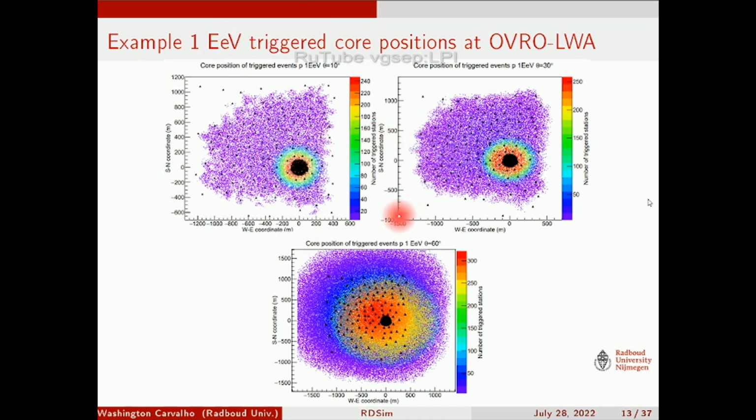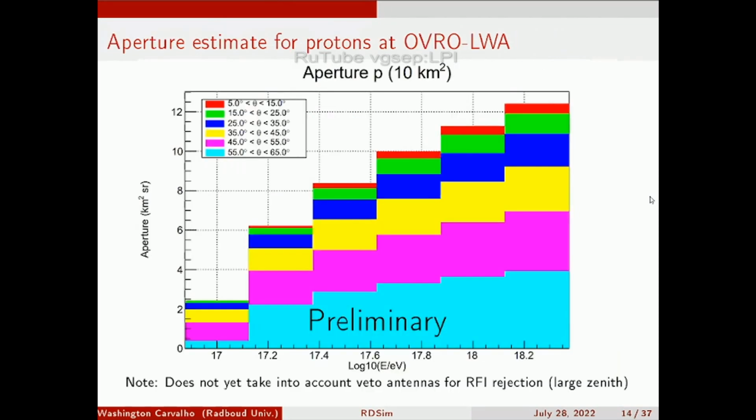But as I go more and more inclined, the footprint gets bigger and bigger, and you have more and more triggers further away from the center, and the effect gets bigger. At 60 degrees, for example, the area affected by the increased number of antennas due to the core is basically the size of the array. And I can have showers that land very, very far away from the array and can still trigger an event. So this is one of the reasons we developed this: just a fast aperture estimator. And this is what we expect for OVRO.